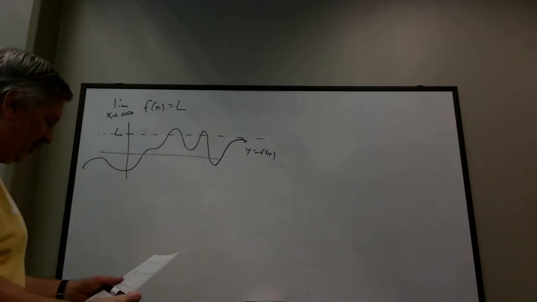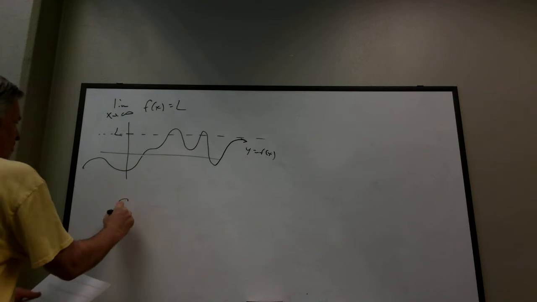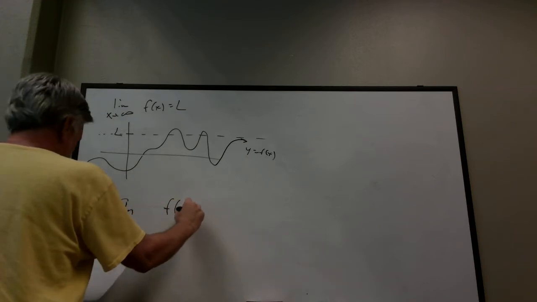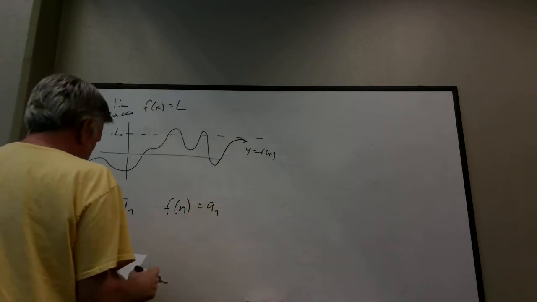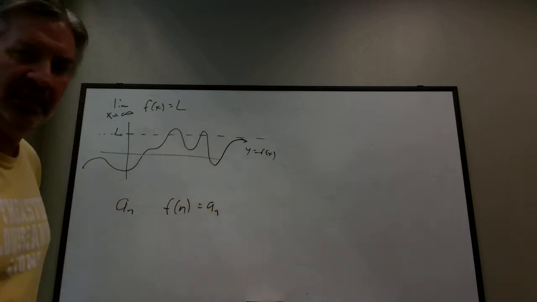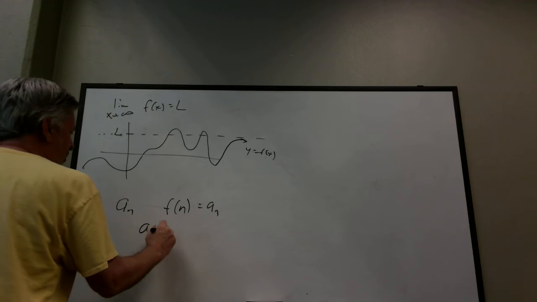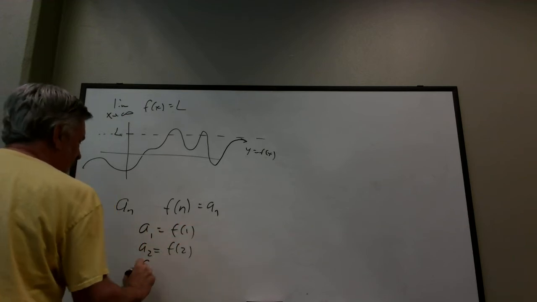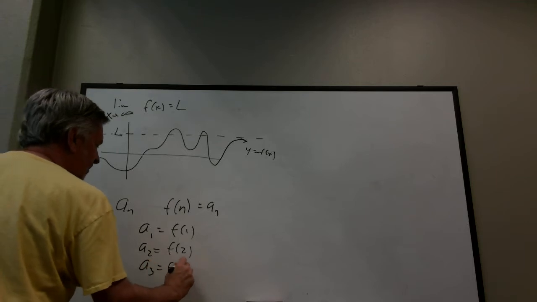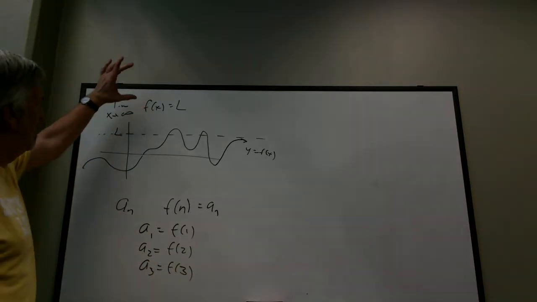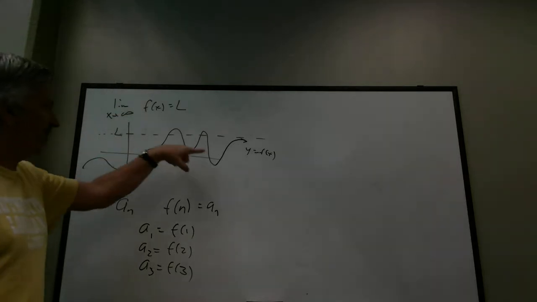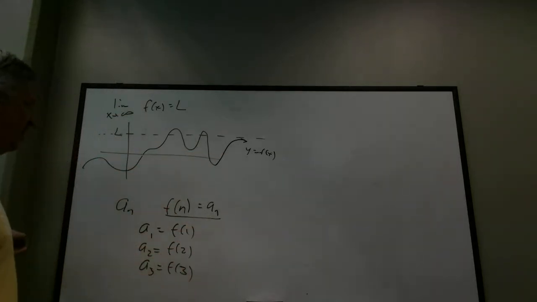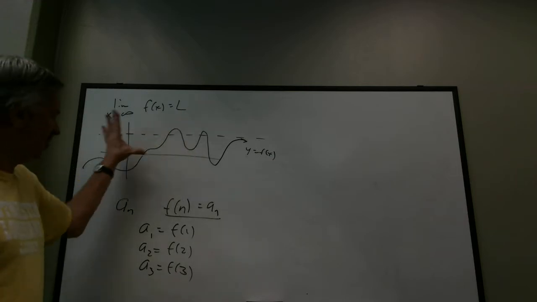It says, now suppose we have a sequence a sub n, and the sequence is given by f of n equals a sub n for every positive integer n. So what they're saying is a sub 1 is the same as f of 1, and a sub 2 is the same as f of 2, and a sub 3 is the same as f of 3, referring to this same function here, f. So the domain of this f is real numbers, but remember for a sequence it's only the positive integers. All right, so where's the sequence in this picture?